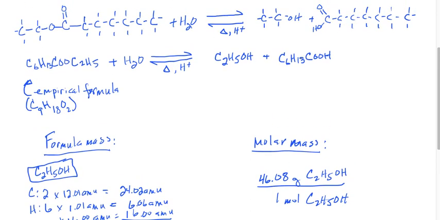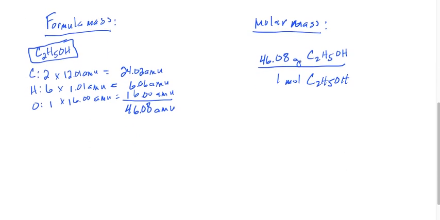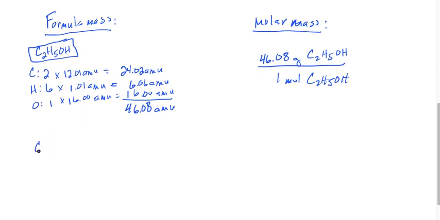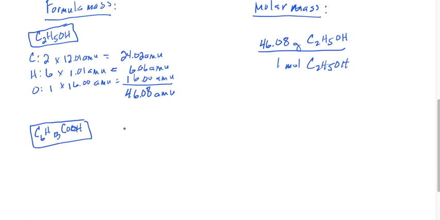C6H13COOH. So this would be our heptanoic acid. Alright, so let's just list everything out again. So we've got carbon, hydrogen, and oxygen. Carbons we have what? 6 and 1, there's 7. 13 hydrogens, 1 plus 1, so that's 14. And then oxygens we have 2.